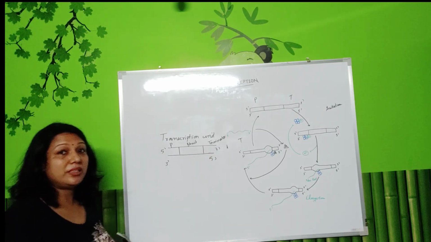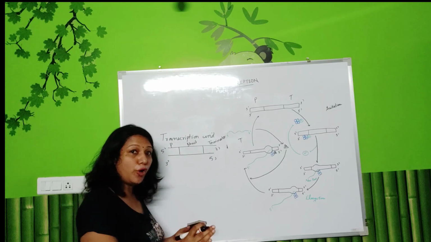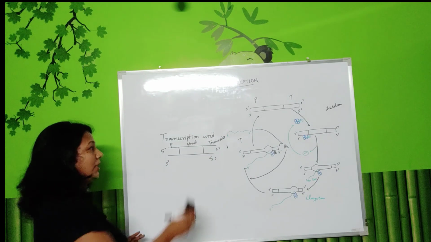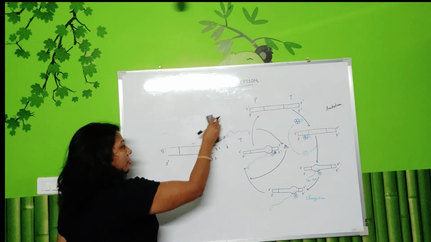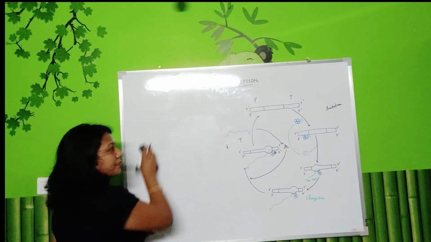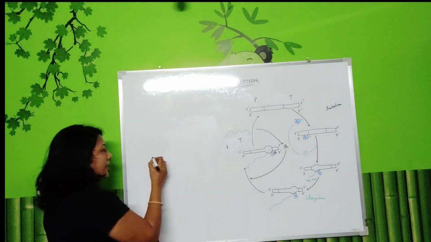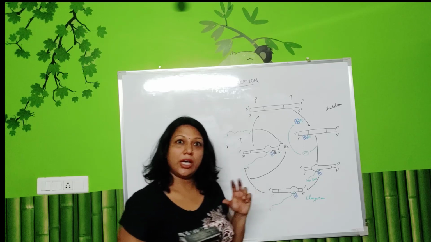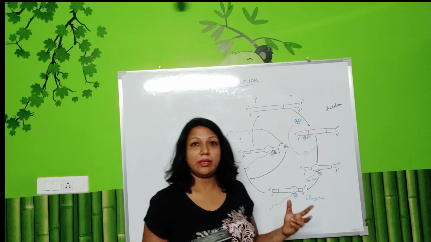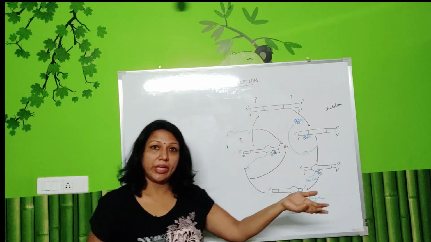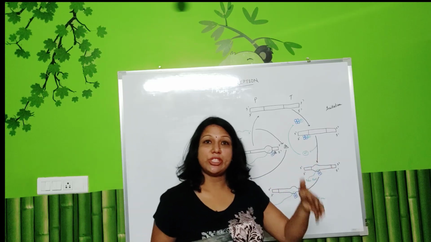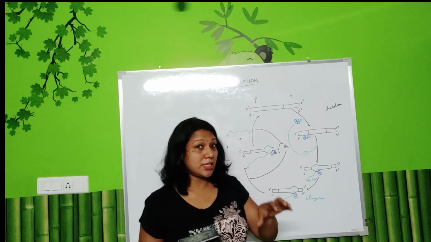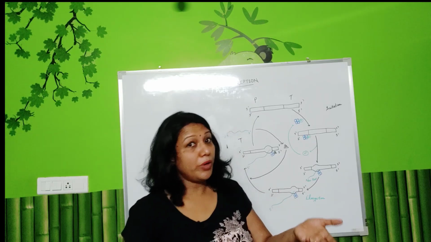Terminator region helps in the termination, the stopping of transcription. Okay, so this is about the transcription unit. Now we will think about the enzyme. When you think about transcription, we have two types: transcription occurring in a eukaryotic cell, and transcription occurring in a prokaryotic cell. In today's session, I am going to discuss the transcription which is occurring in prokaryotes.